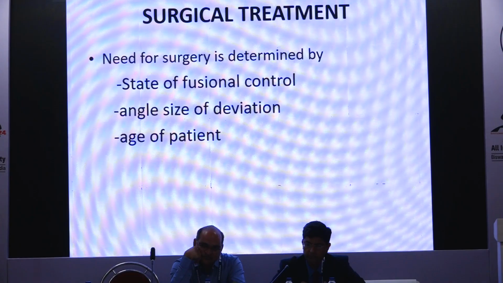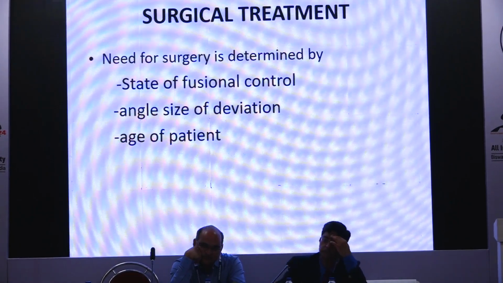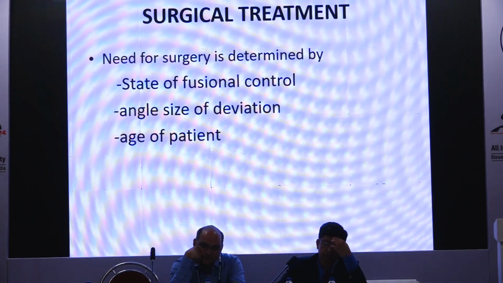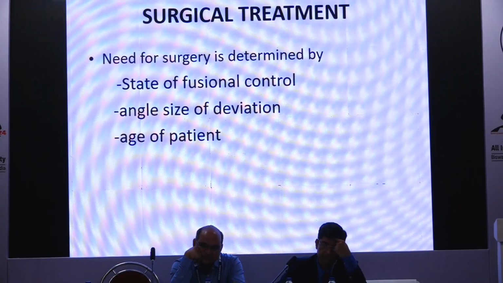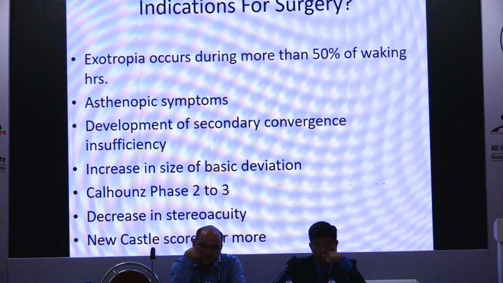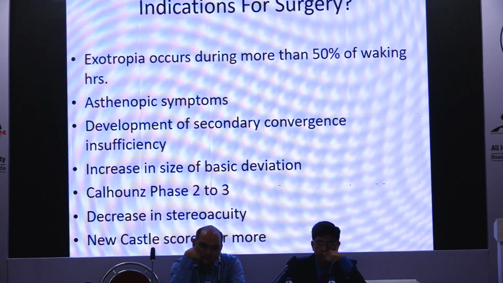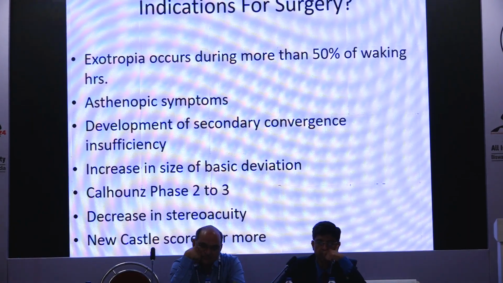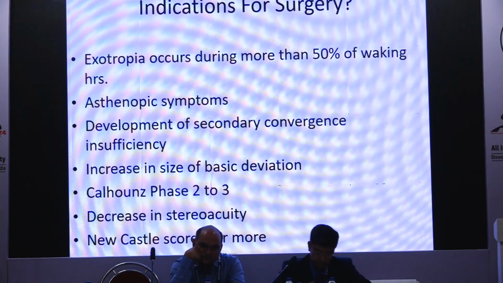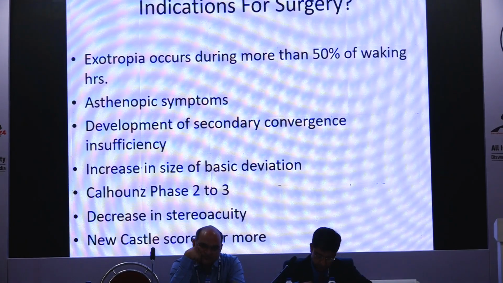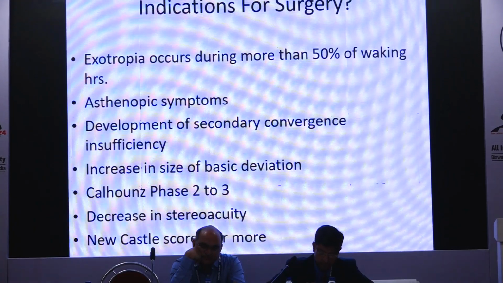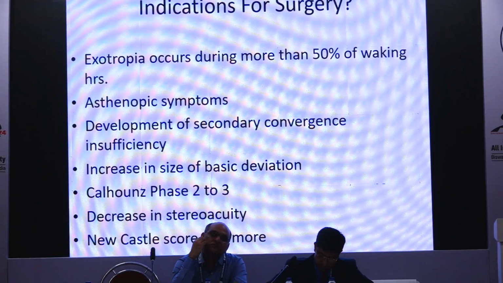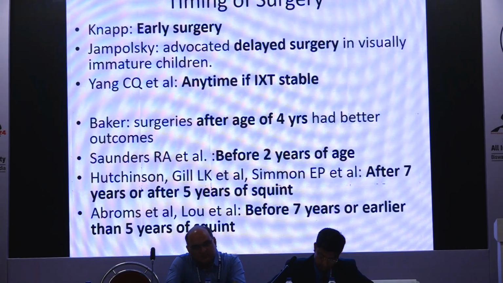Surgical treatment is where it primarily comes in, and we do a surgery basically to get a good fusional control, to ensure that this binocularity is there, and to correct the angle. And it depends really on the age, the amount of angle, and the type of squint. Surgery is indicated in cases where either you're going to have a deviation for a large part of the day, it's affecting your binocularity, it's getting worse, the basic deviation, the Newcastle score is high, which is again a sign of how good the control is, or you're getting a secondary convergence insufficiency. So these are the cases when you want to operate.